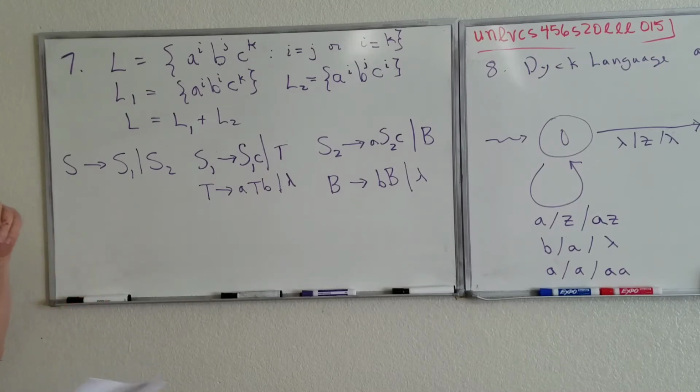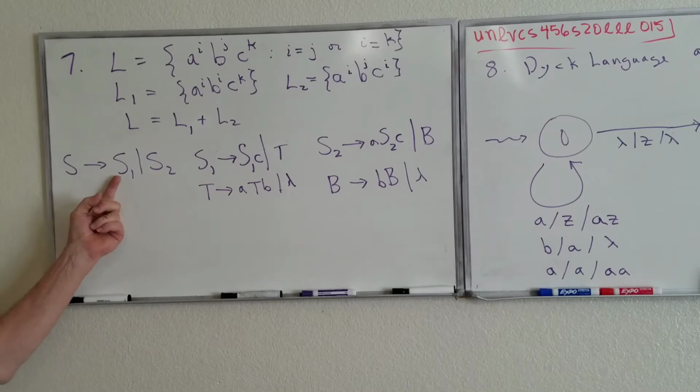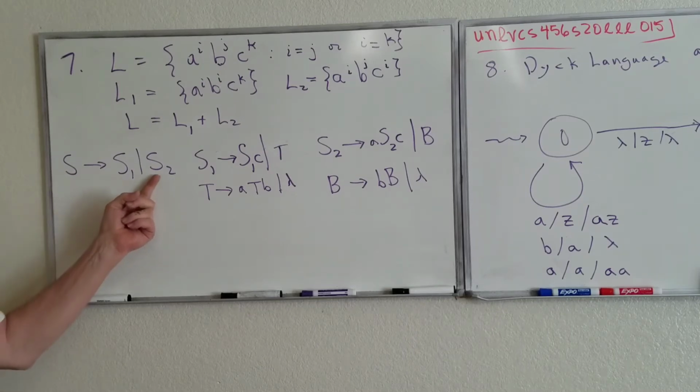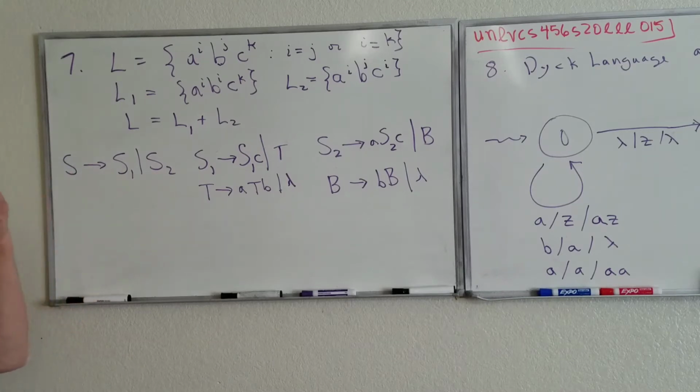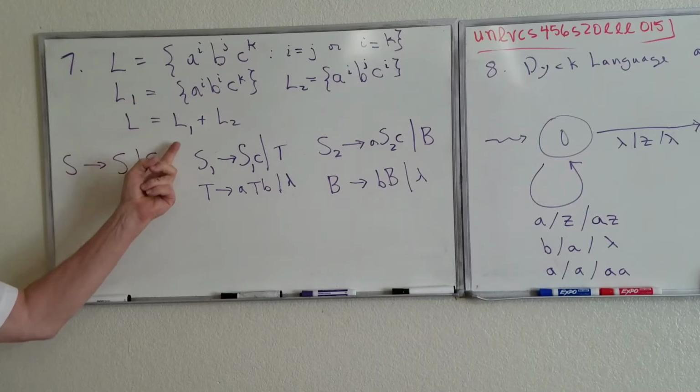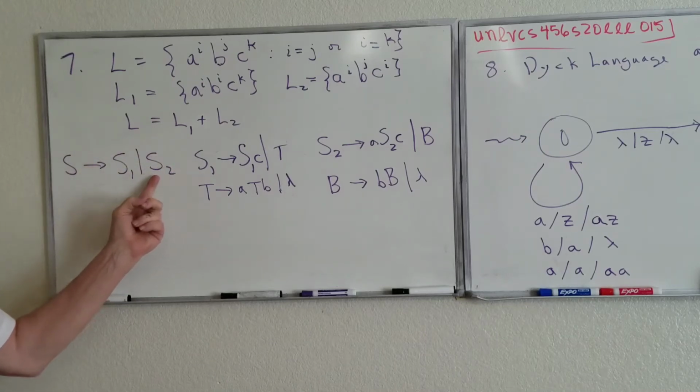However, it's easy to find a context-free grammar. What we do is we'll let S1 be the start symbol for L1, and S2 be the start symbol for L2. And a string has to be in one of those. So we simply say S can go to either S1 or S2.